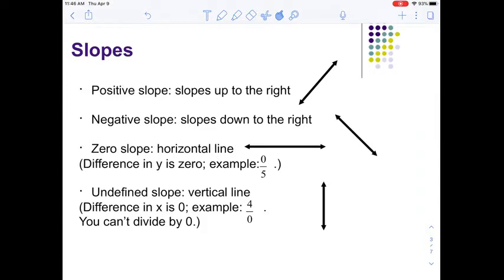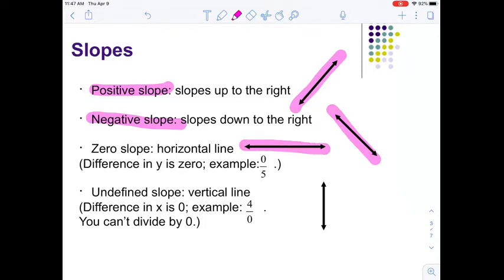So there are several different types of slopes. We could have a positive slope. A positive slope goes up to the right, and this would be a really good thing to have in your notes. A negative slope goes down to the right. Zero slope is when there's a horizontal line. So an example of that would be 0 over 5. If we have 0 on the top, it's going to be a 0 slope horizontal line.